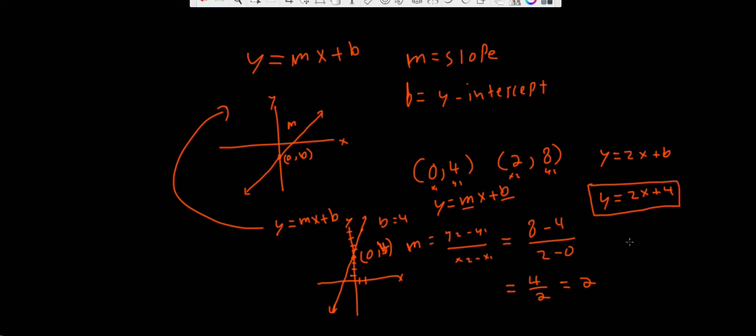Now let me show you another way we can find the b value. Once you get the equation with the slope, you can plug in one of the points. Obviously this one's easier at this point, but let's use this one. You can plug in the x and y value and then solve for b. So y is 8, so 8 is equal to 2 times x, which is 2, plus b. So 8 is equal to 2 times 2, which is 4, plus b. We subtract 4 on both sides, and we get b is equal to 4. You can do that with any point on the line. And now our equation is once again y equals 2x plus 4.